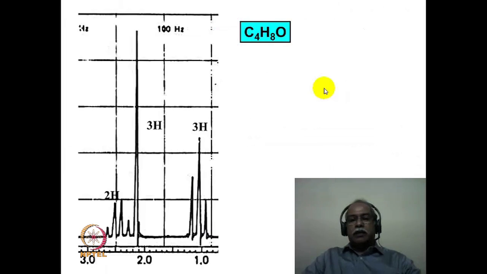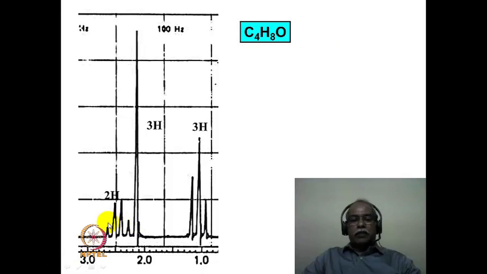Let us try to solve a simple problem here. This is a compound with a molecular formula C4H8O. The molecular formula gives you information regarding the unsaturation present in this compound. For a saturated molecular formula, this should have contained 10 hydrogens, but there are only 8 hydrogens, so the degree of unsaturation corresponds to 1. This is important information we will make use of in the logical deduction of the structure of this particular compound.